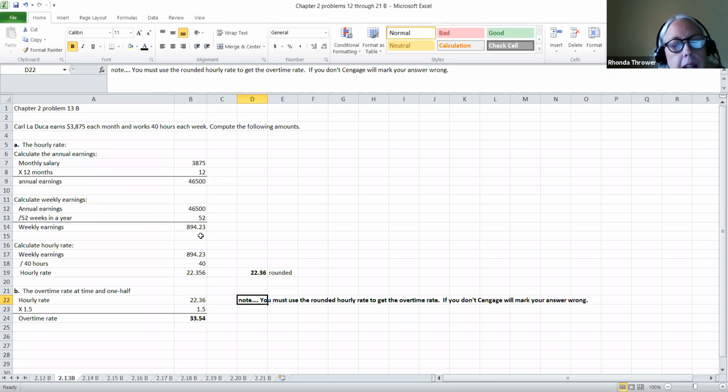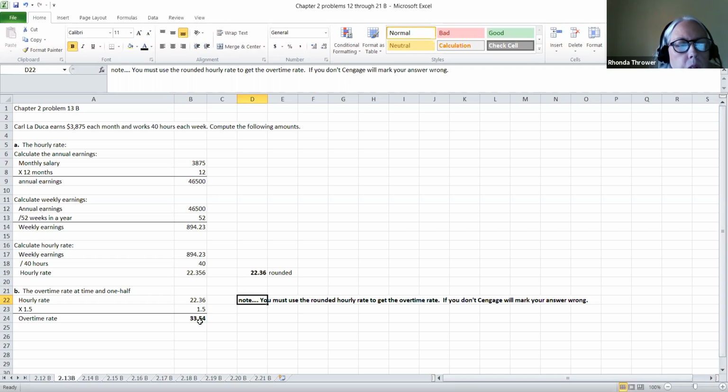And in order to calculate the hourly rate, we would need to know what the weekly earnings are, and we would need to know how much the employee works on a regular basis each week, which is 40 hours. We'll divide the weekly earnings by 40, and that will give us the hourly rate. And we need to round that hourly rate to 2 decimal places, according to our rounding rules. Once you know the hourly rate, then you multiply it by 1.5 times to get the overtime rate.